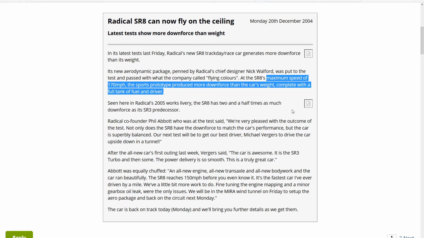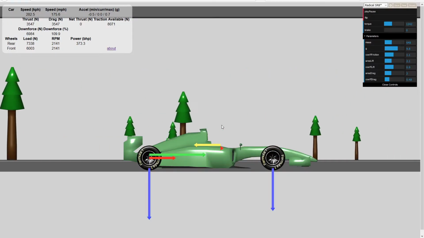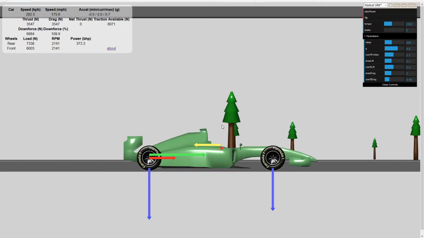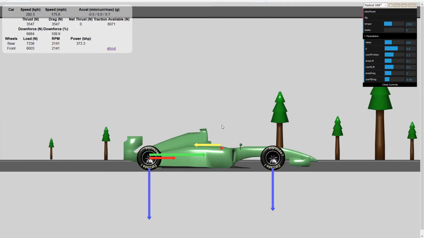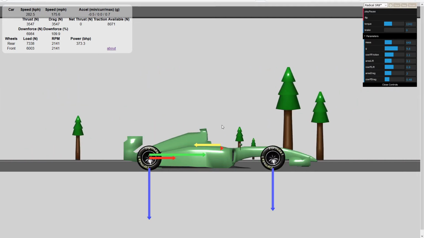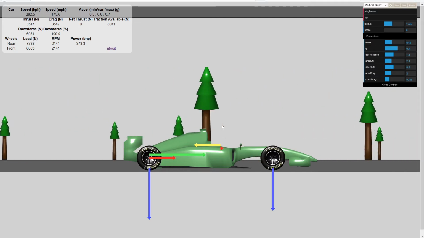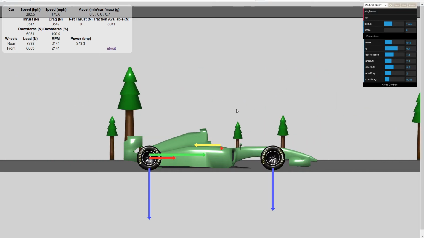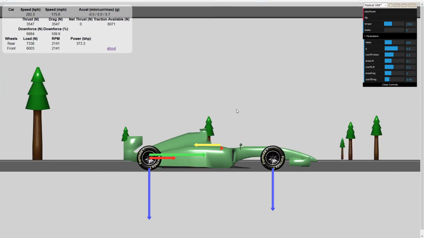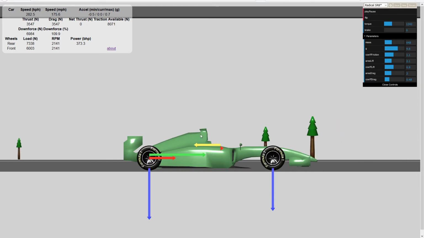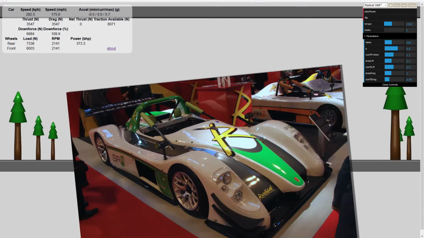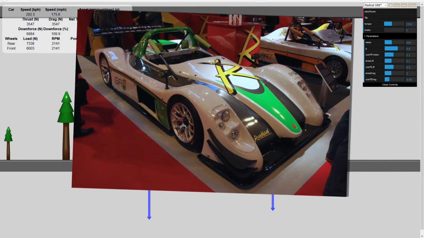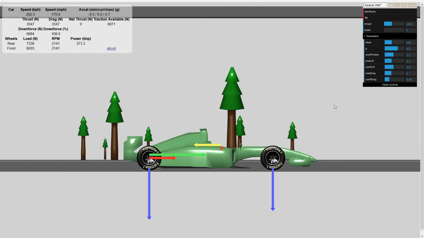Exclamation mark. But based on the performance figures given here, the Radical SR8 would not be able to drive upside down on the roof of a tunnel, despite producing more downforce than its weight, because it would just not have enough traction. So here I've set up the simulator to replicate the SR8's performance, although the model shown is still an F1 car. This is mimicking the Radical SR8's performance.